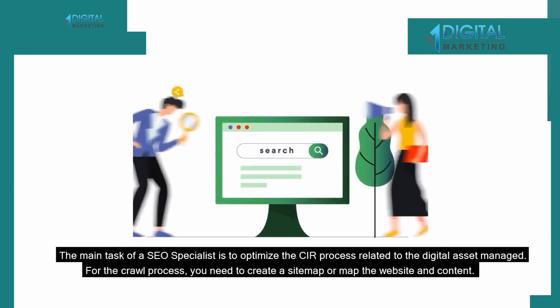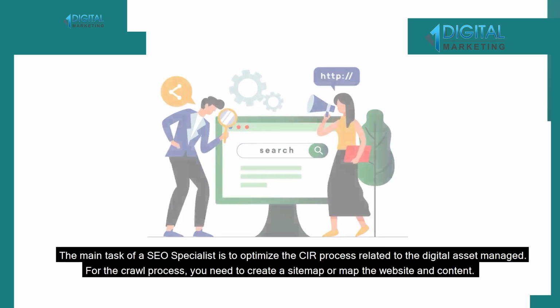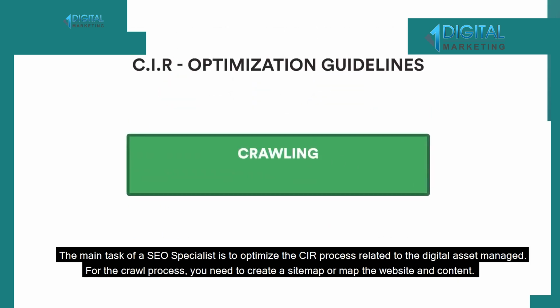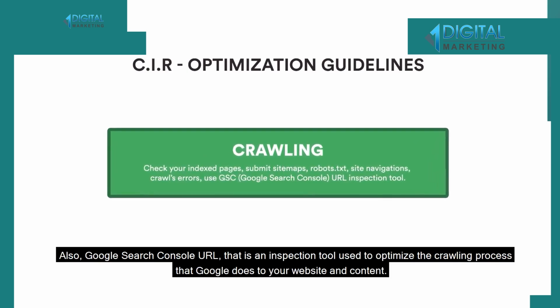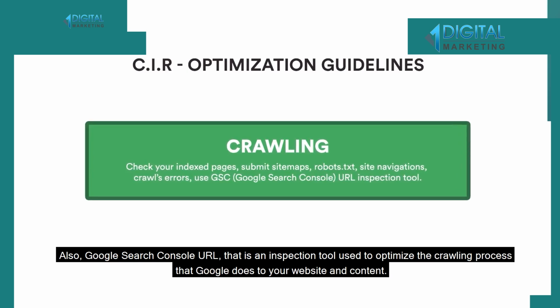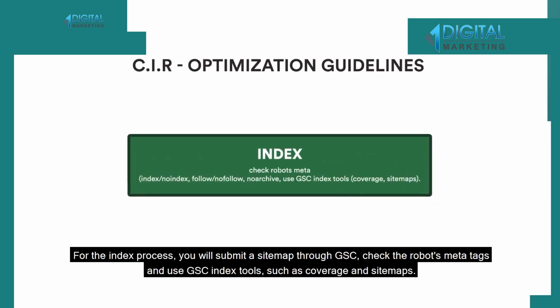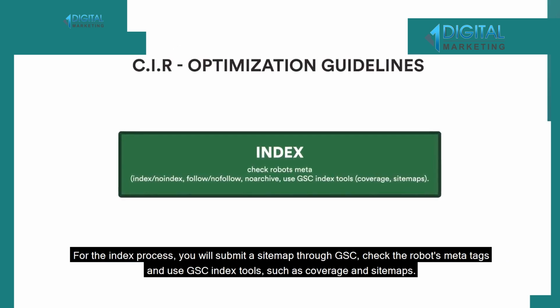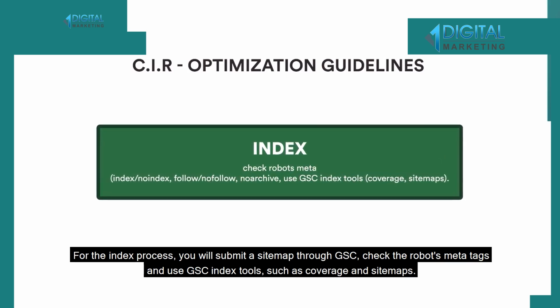The main task of a SEO specialist is to optimize the CIR process related to the digital asset managed. For the crawl process, you need to create a sitemap or map the website and content. Also, Google Search Console URL inspection tool is used to optimize the crawling process that Google does to your website and content. For the index process, you will submit a sitemap through GSC, check the robots meta tags, and use GSC index tools such as coverage and sitemaps.